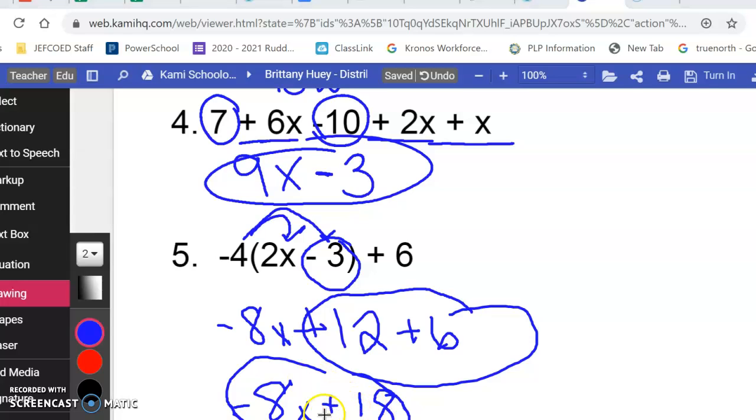Oh, real quick, guys, this right here is a positive 18. I don't know why I messed up there.